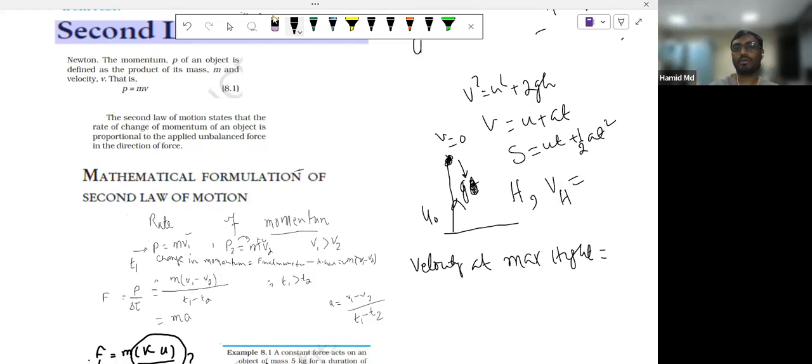You must have done some calculation as well. So my question is that if we are throwing an object with speed u naught and it reaches the final velocity 0, how much distance will it cover in time t? Let's say time t.